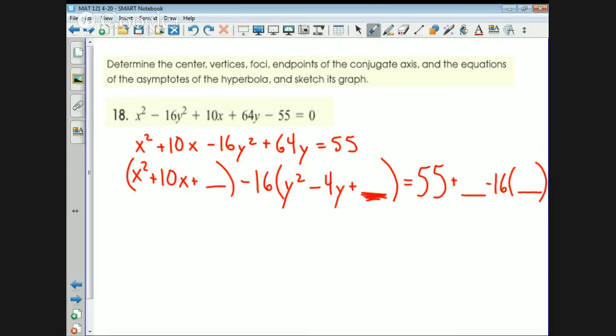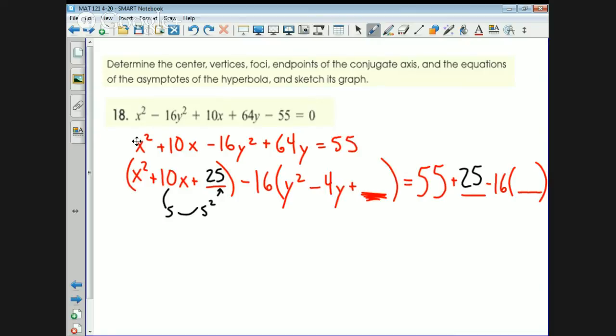So I always set up this basic template so that I don't lose sight of that when I'm moving forward. Now with the 10 in front of the x, we'll take half of that. We did 5. We will square that, and that will give us 25. So that's what we add in here to complete the square, and that's what I'm going to add in on the right side to keep this equation balanced.